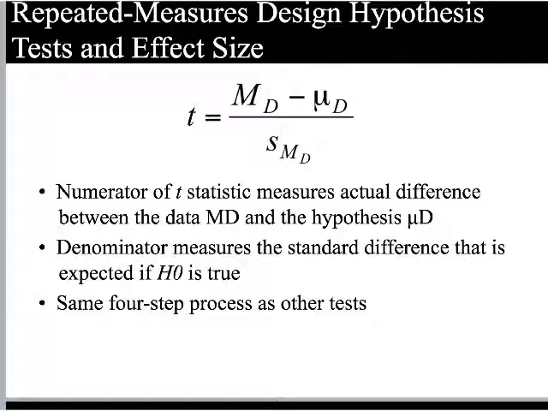So the numerator of the t-statistic measures the actual difference between the data and the hypothesis, the null, right? That's there to illustrate that conceptually what we're testing against is the null, and we're attempting to see if we can reject that null. And then the denominator measures the standard difference that's expected. If the null is true, we're still going to accept some variability and some sample error, right?